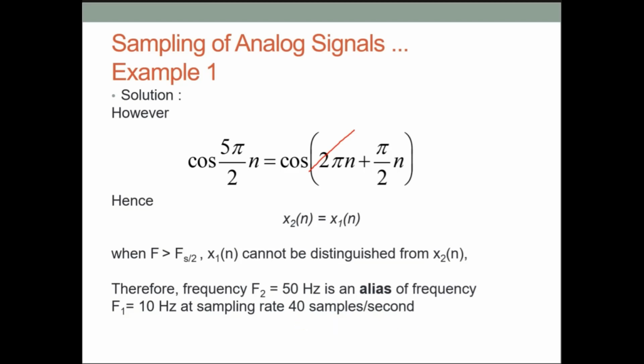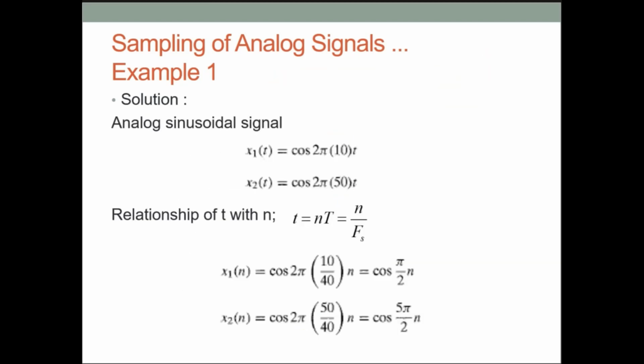So that means your original signal, x1(t) at 10 hertz and x2(t) at 50 hertz, when sampled at 40 hertz, will give you the same discrete signal. The reason is the Nyquist: you did not follow the Nyquist sampling frequency.